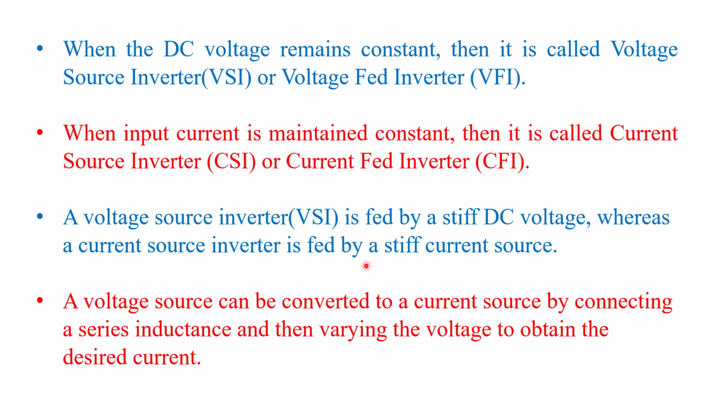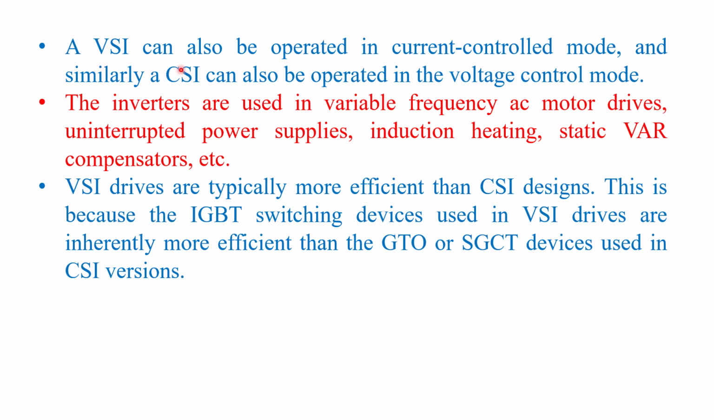Whereas in case of current source inverter, we feed a stiff current source or constant current source at the input side. Next is, a voltage source can be converted into current source by connecting a series inductance and then varying the voltage to obtain the desired current, because we know that current source cannot exist. So we make current source with the help of voltage source. Next is, a voltage source inverter can also operate in current control mode. Similarly, current source inverter can operate in voltage control mode.